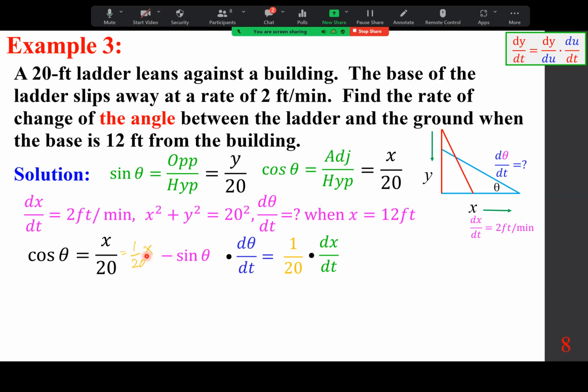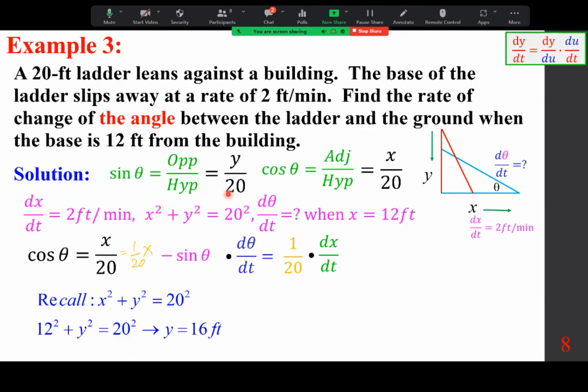So minus sine theta. We know sine is y over 20, and y, we remember it's 16 from the previous page, or just recalculate it. So in this formula, I'm going to replace the y with 16, and don't forget the negative sign. So d theta dt, that's what we are looking for. On the right side, we have 1 over 20 already. We're going to replace the dx dt with number 2. And basically, you want to solve that.